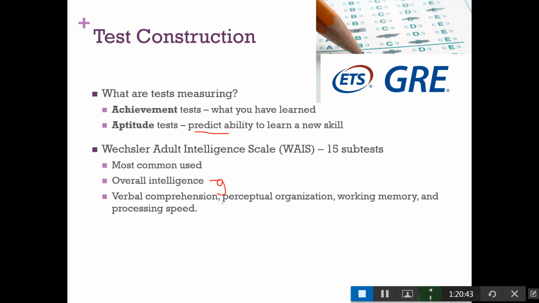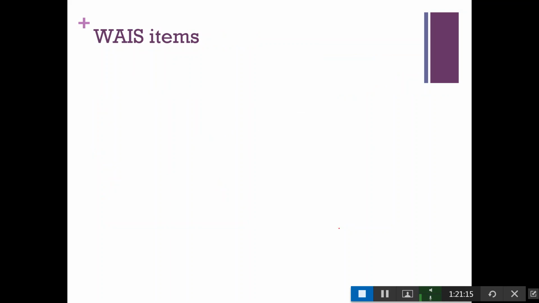It measures things like verbal comprehension, perceptual organization, so spatial stuff, working memory, remember being able to juggle stuff in your mind, getting it into long-term memory, and processing speed. So these are various things that it tests for. It has 15 subtests within it, so somebody has to be trained in order to administer this test for you. It's not something you can just take online. There's also a version for children. It's called the WISC. And so let's look at some of these items.